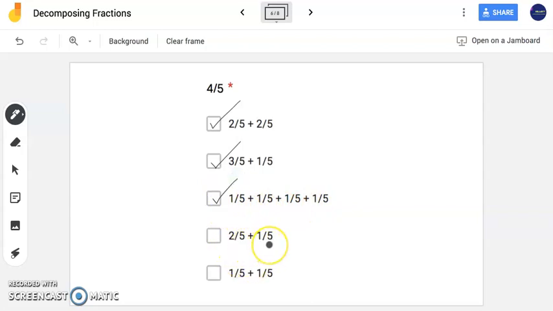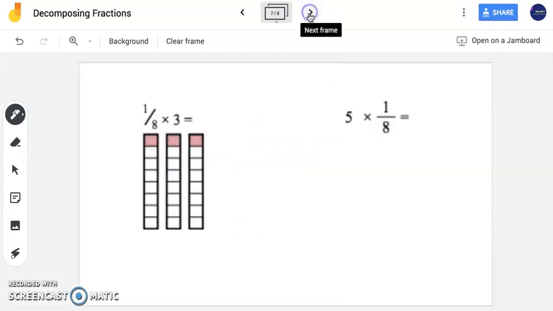2/5 plus 1/5 is unfortunately 3/5. That's not what we want. And 1/5 plus 1/5 is 2/5, which unfortunately is not what we want. So again, we have three different ways on how we can decompose the fraction 4/5. These are all correct representations of the fraction 4/5.